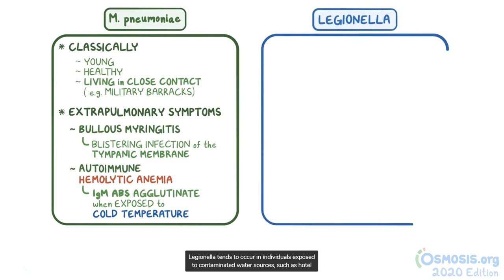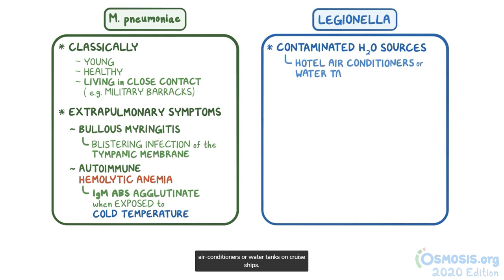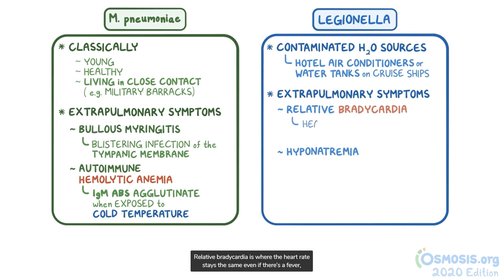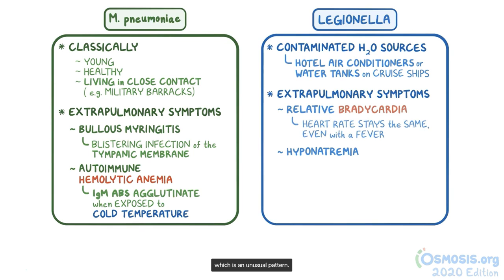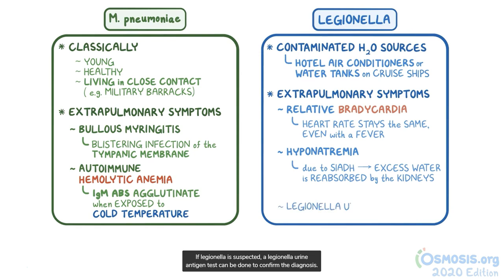Legionella tends to happen in individuals exposed to contaminated water sources, like hotel air conditioners or water tanks on cruise ships. Legionella can also cause extrapulmonary symptoms like relative bradycardia and hyponatremia. Relative bradycardia is where the heart rate stays the same even if there's a fever, which is an unusual pattern. Hyponatremia is thought to be due to syndrome of inappropriate antidiuretic hormone, or SIADH, which causes excess water to get reabsorbed by the kidneys. If Legionella is suspected, a Legionella urine antigen test can be done to confirm the diagnosis.